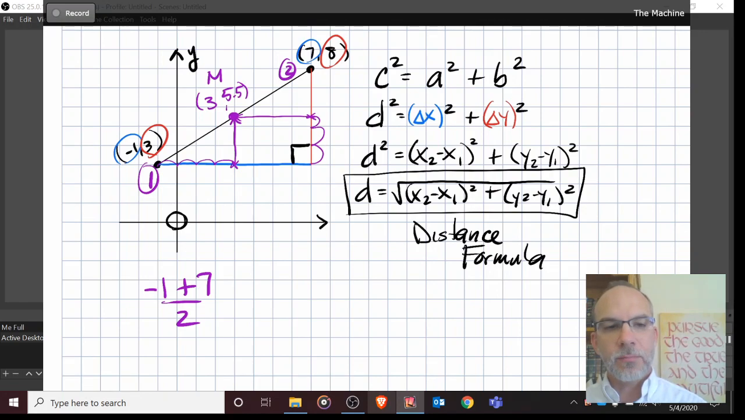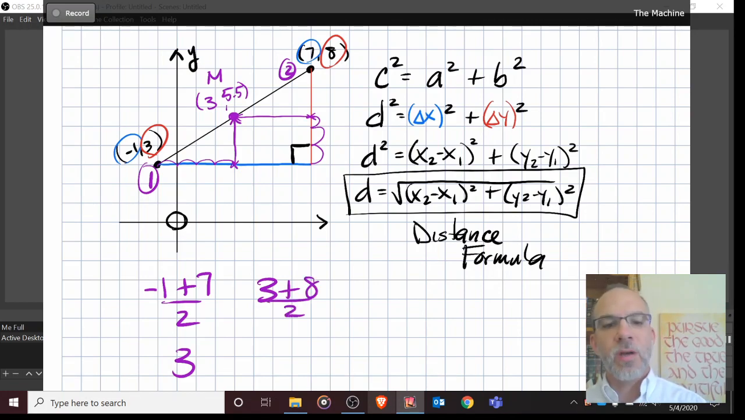What is that? -1 plus 7, 6 over 2. That's 3. Okay. Now let's do the average of the y values. What was the first y value? And the order here doesn't make any difference. 3 plus the second y value, which was 8, divided by 2.